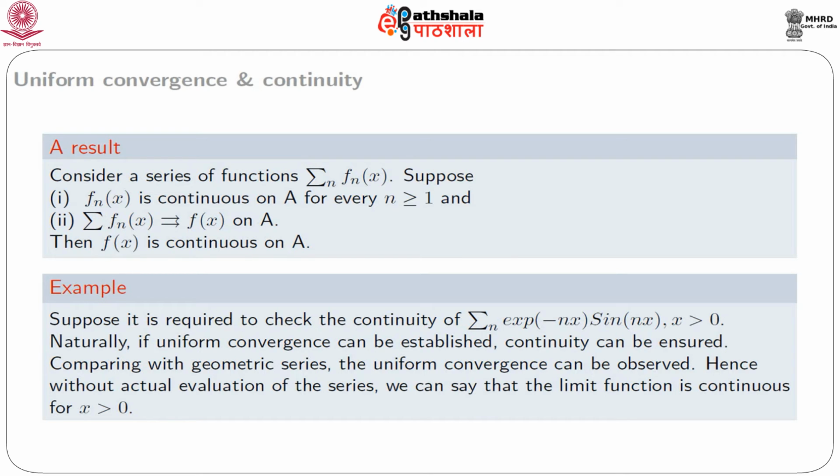So, next we shall discuss uniform convergence of a series of functions and continuity, the role of continuity. Consider a series of functions summation f n x. Suppose f n x is continuous on A for every n greater than or equal to 1, and summation f n x converges uniformly to f x on A, then f x is also continuous on A. So, continuity of the limit function is just a consequence of uniform convergence of the series.